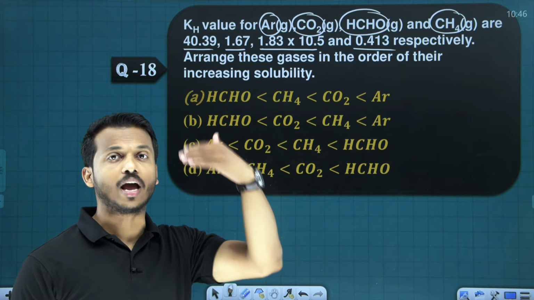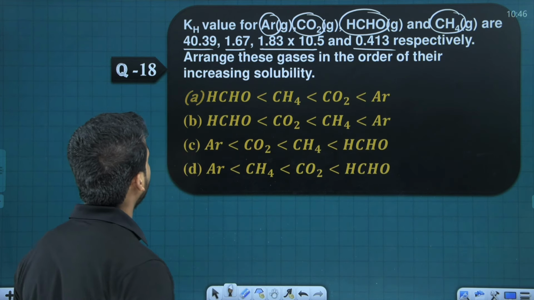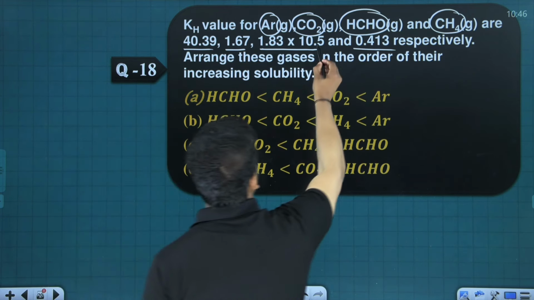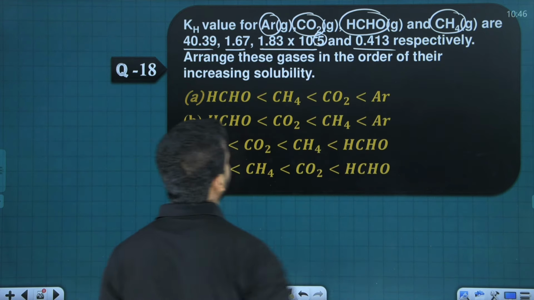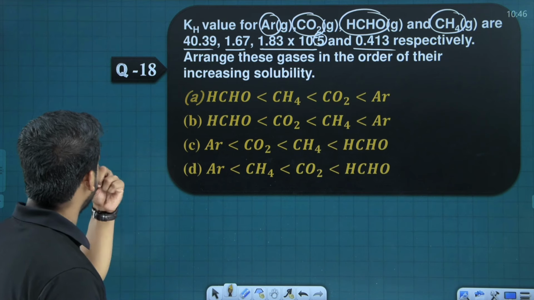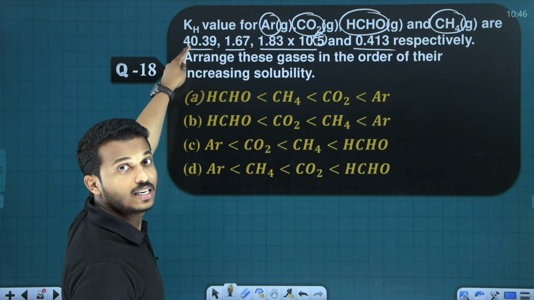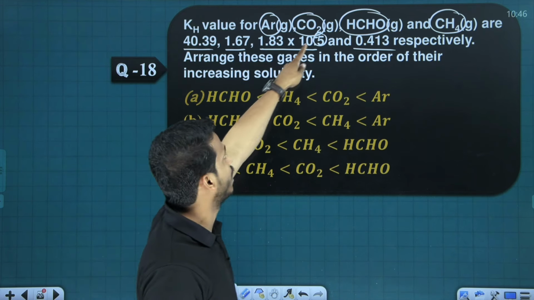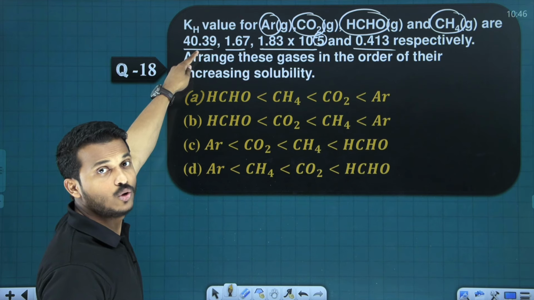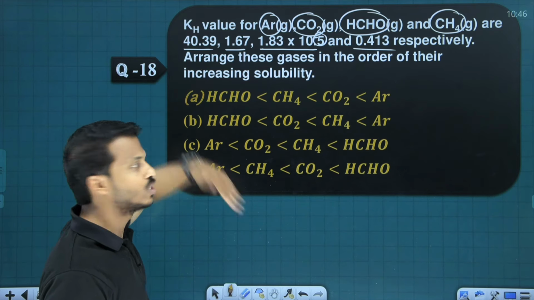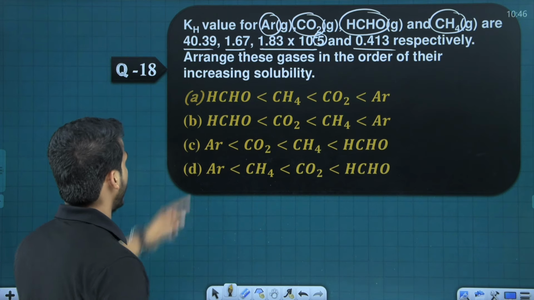The higher the KH value, what? The lower the solubility. So which one has the higher KH value? Let me check, this is 10 raised to minus 5. Which one has the greatest value here? Argon has the greatest value. So argon, having the greatest KH, means least solubility. So which one has the least solubility? Argon is here.